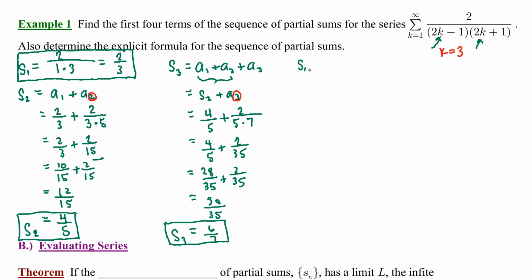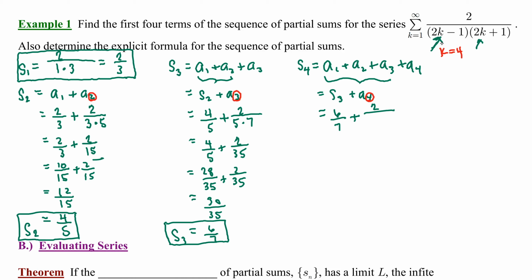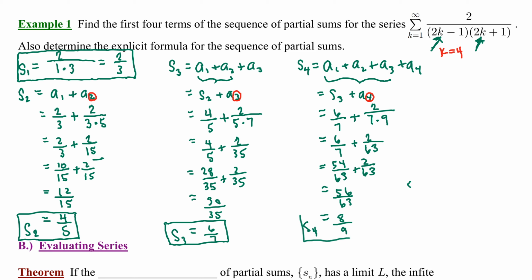As requested by this problem, we need to find the first 4 partial sums. The fourth partial sum is the sum of the first 4 terms of this sequence. We've already found the sum of the first 3 terms, so a lot of our work is already done. The third partial sum, recall, was 6/7. Now we need to add this to the fourth term of the sequence. We're going to use this formula to generate the fourth term. Plugging in k equals 4, we have 2 times 4 minus 1, that's 7, and 2 times 4 plus 1, that gives us 9. Let's go ahead and evaluate our sum. If you have a calculator handy, of course, you don't have to show all this work. Looks like we get 56 over 63. If I reduce that by a factor of 7, our fourth partial sum is 8/9.